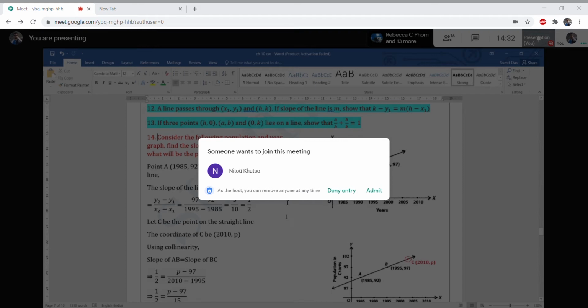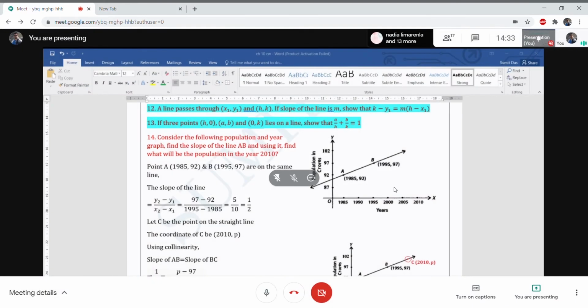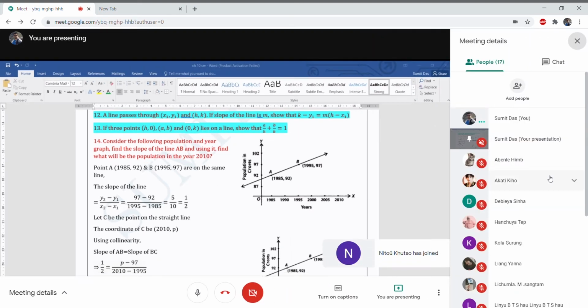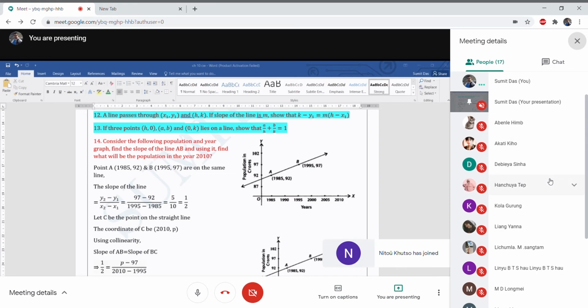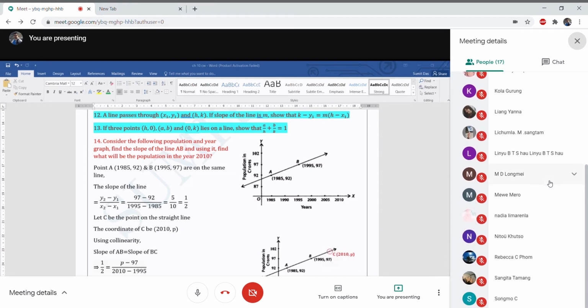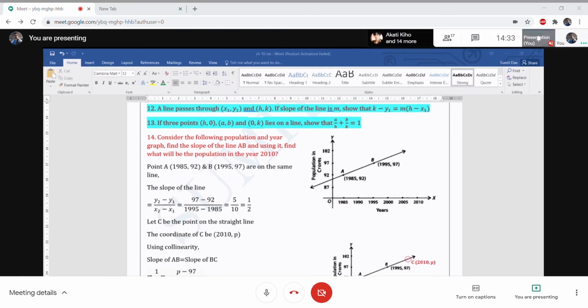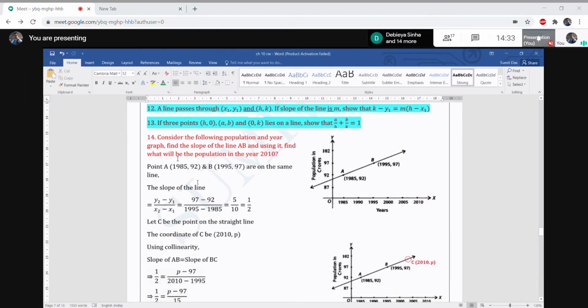Now these are the coordinates. The coordinate of A is 1985 comma 92, and the coordinate of B is 1995 comma 97. So the points A and B are given. Now we have to find the slope.